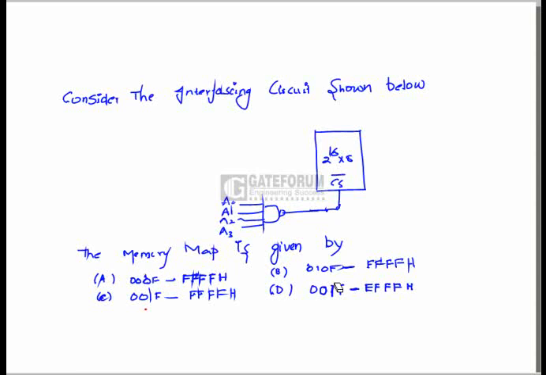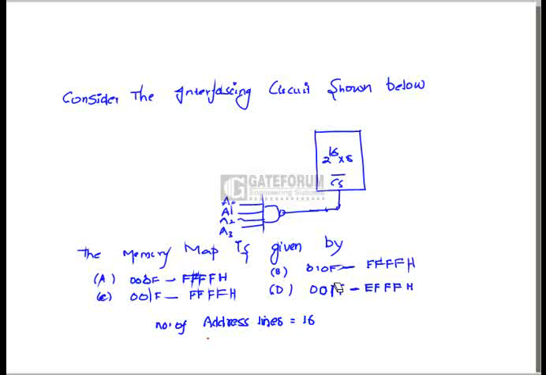Okay, for the given IC, in this question, we need to find out the possible address space. So, to find out the possible address range for a given memory IC, we need to know how many address lines it is having. For this particular memory IC, the number of address lines is equal to 16.